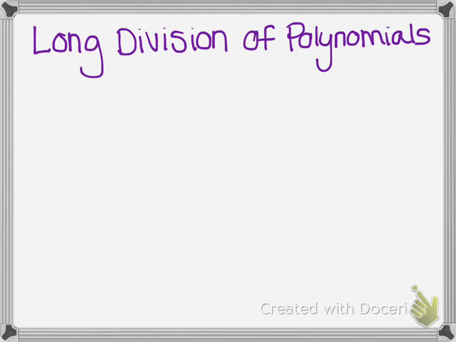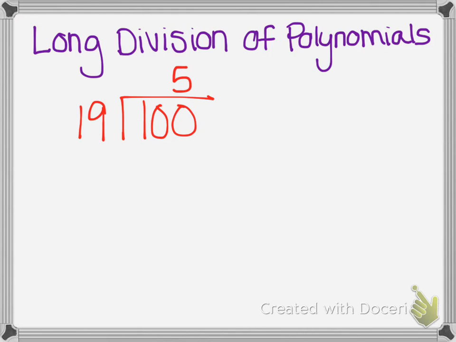Let's remember back to when you did long division with just integers. So let's say we had 100 divided by 19. You asked yourself, how many times does 19 go into 100? And the most that can go in is 5. Then you took 5 times 19 and got 95. You then subtracted these two values and got 5. So your answer was 5 with a remainder of 5.